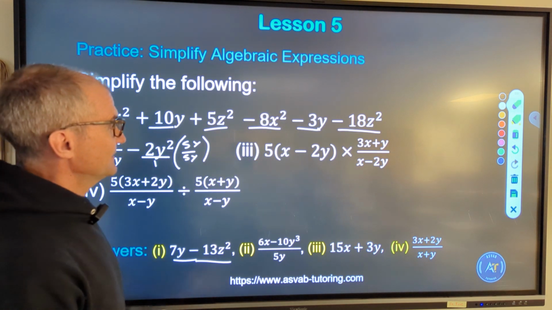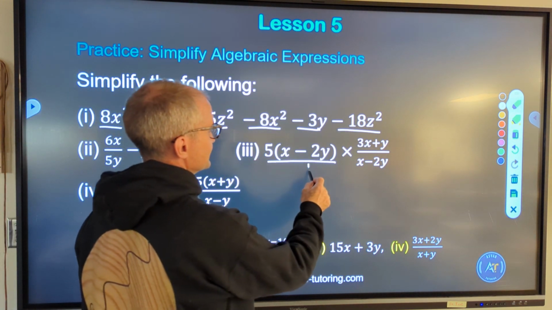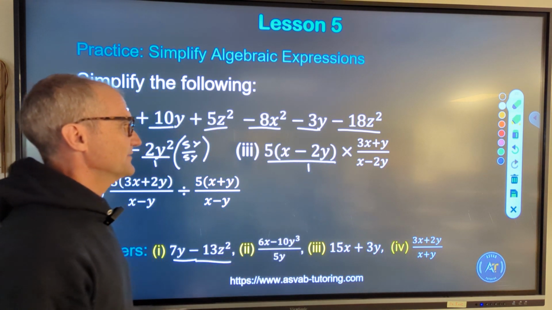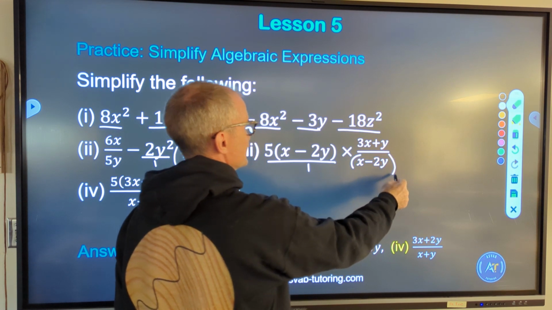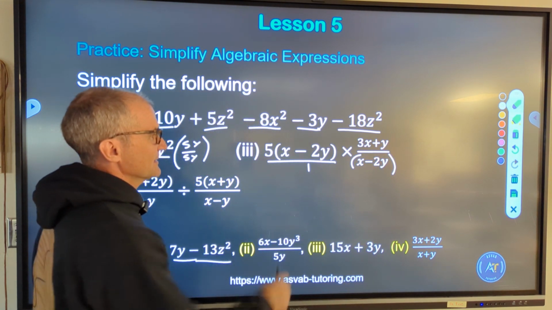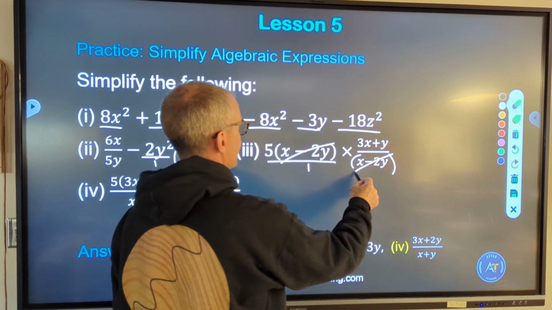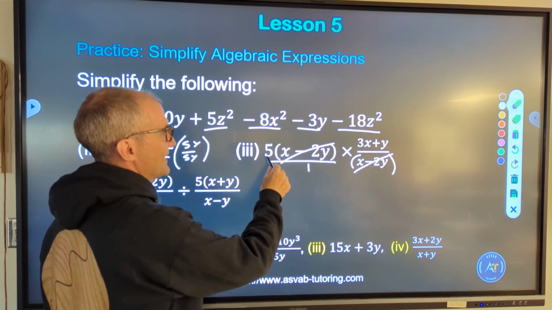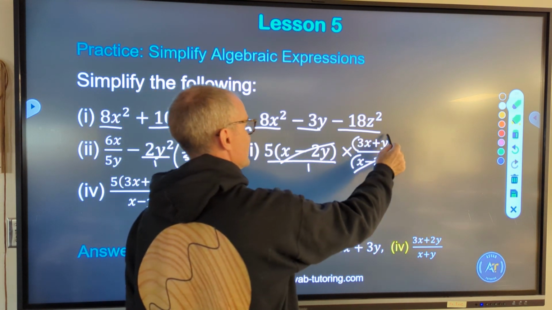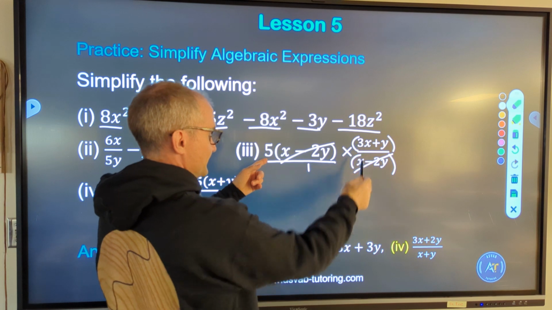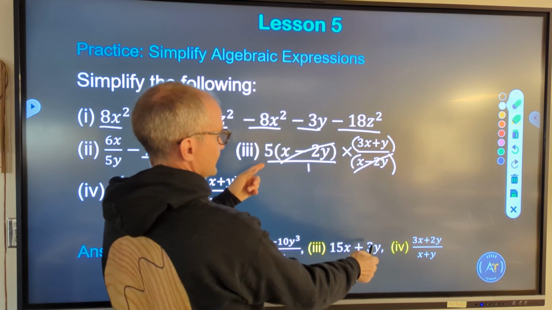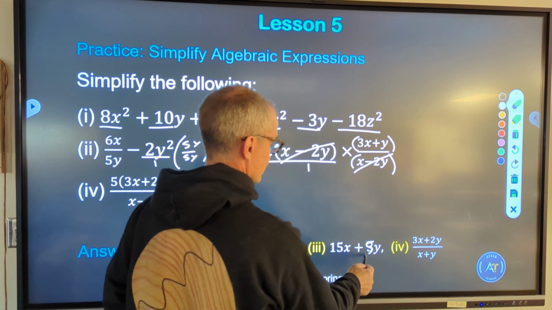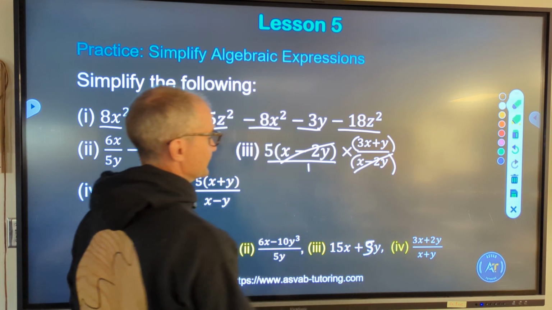Number 3 right here, this is a fraction as well. Multiplication, a lot different. But I see I have x minus 2y here and x minus 2y here. I'm multiplying. That quantity will cancel with that quantity. So then I just have 5 times this thing right here. 5 times 3x is 15x. 5 times y is 5y. There's a typo right there, so that's 5y.